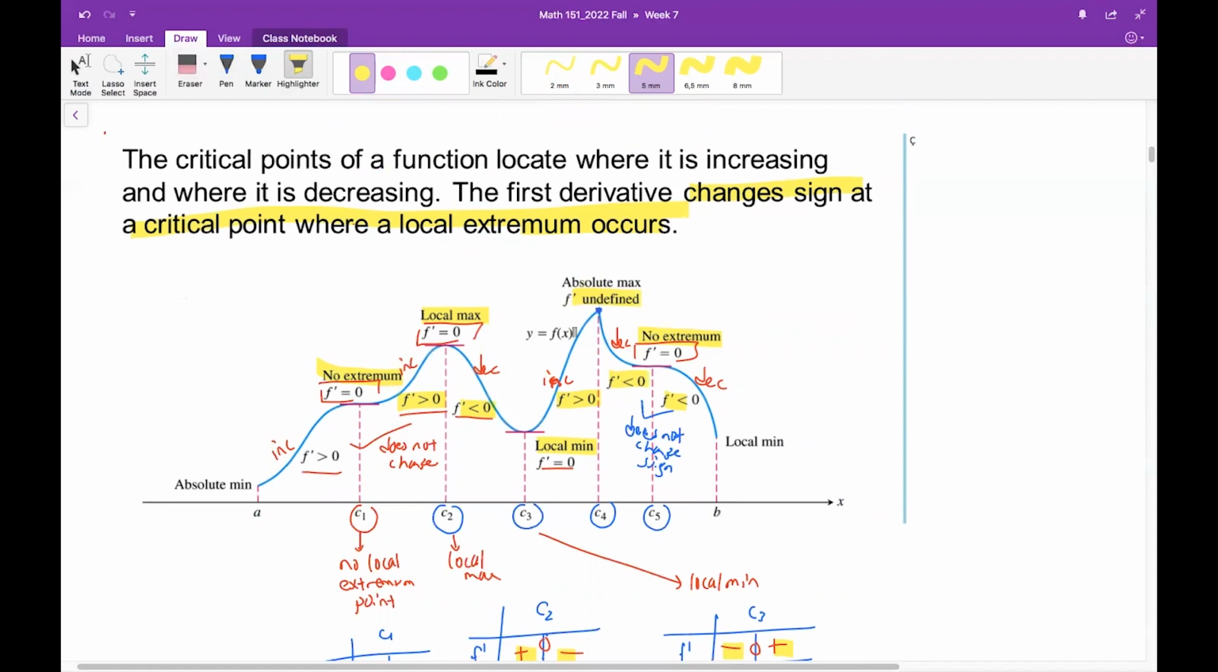Since there is a corner cusp-like point at C4, but it is still a local maximum point. Since it is the highest point, then you call that particular local max as the absolute maximum point.